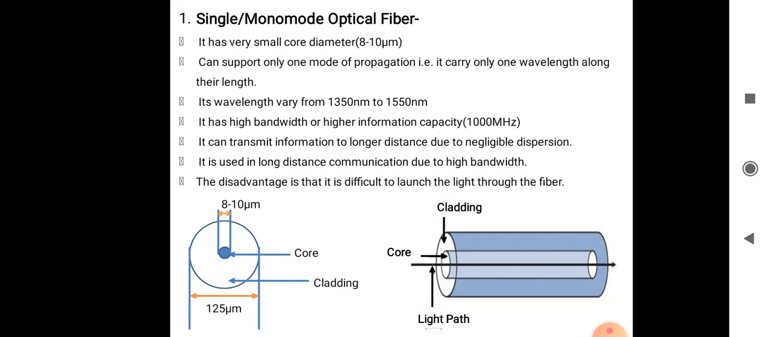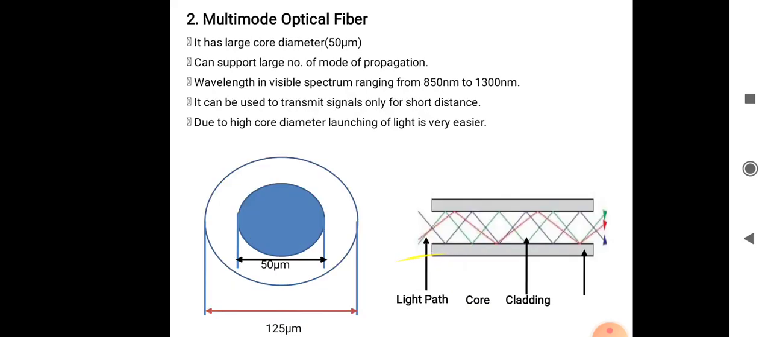Now this single optical fiber has a disadvantage also, and that disadvantage is that it is very difficult to launch the light through the fiber, because I already told you the core diameter is very small, and due to this reason it is very difficult to launch the light through the fiber. So this is about the single or monomode optical fiber.